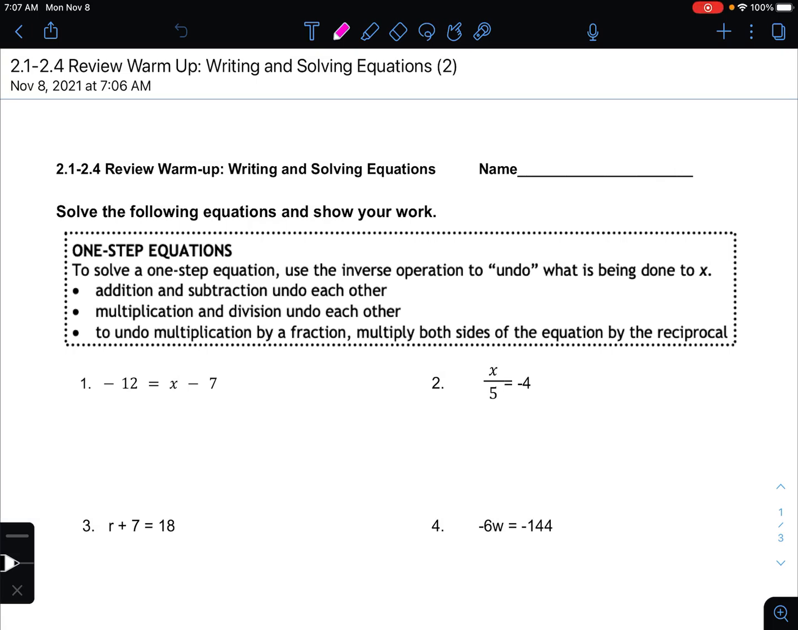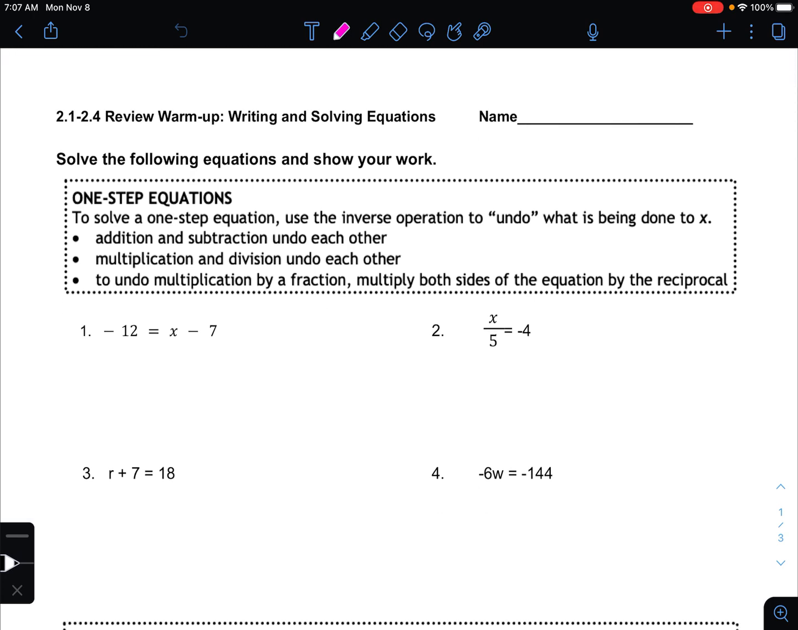Solve the following equations and show your work. So for each one of these equations, we want to find the value of the variable that makes the equation statement true. Now some of these, especially one-step equations, some of you might be able to just look at it, and if you know a little bit about adding, subtracting, multiplying, dividing, and can do it in your head, you might be able to find the solution.